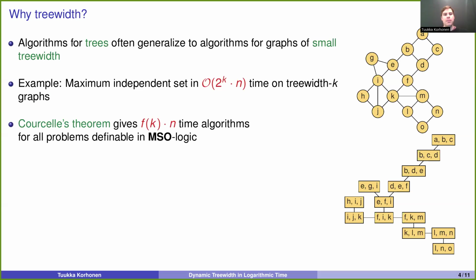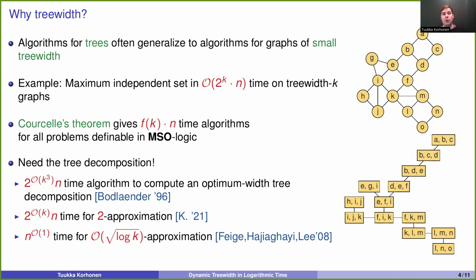And actually, there is Courcelle's theorem that says that all problems that can be defined in so-called MSO logic can be solved in linear time on graphs of bounded treewidth. And here's one thing that is important, especially related to this work and my work, that these algorithms for graphs of small treewidth, as the first step, actually need the tree decomposition. So the k here is not the treewidth, but the width of a given tree decomposition. But this fact is often kind of ignored because we have quite good algorithms for computing quite good tree decompositions.